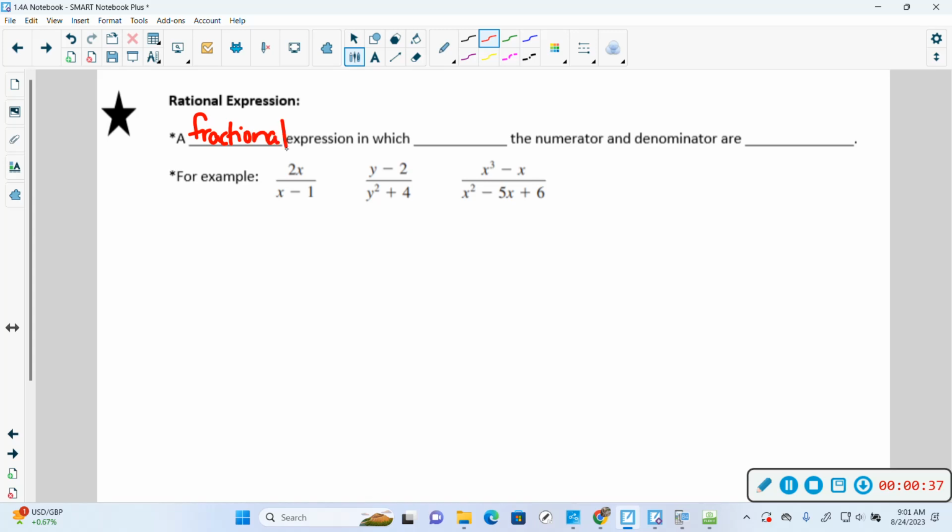A rational expression is a fractional expression in which both the numerator and denominator are polynomials. So much good vocabulary. As you can see, here are some examples of rational expressions. We have our polynomials, top and bottom. We're going to be working on simplifying those types of expressions, adding, subtracting, multiplying, dividing, all this stuff too.